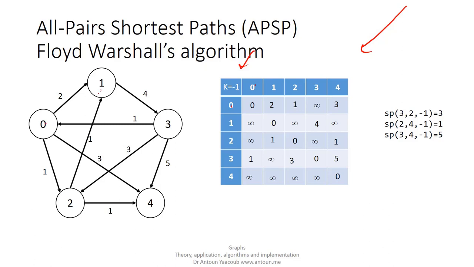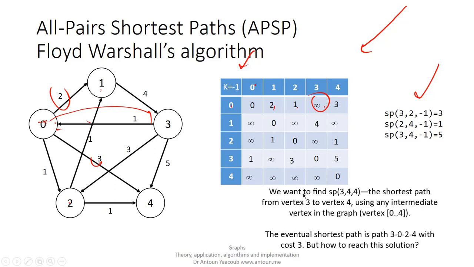The distance between 0 and 1 is equal to 2. Between 0 and 2 is equal to 1. Between 0 and 3, there is no distance, because there's no direct edge or arc between 0 and 3, so it's equal to infinite. Between 0 and 4 is equal to 3. So this is the direct, it means k equal minus 1, as if I'm just using the adjacency matrix. So there's no direct arc between 0 and 3. So this is k minus 1.